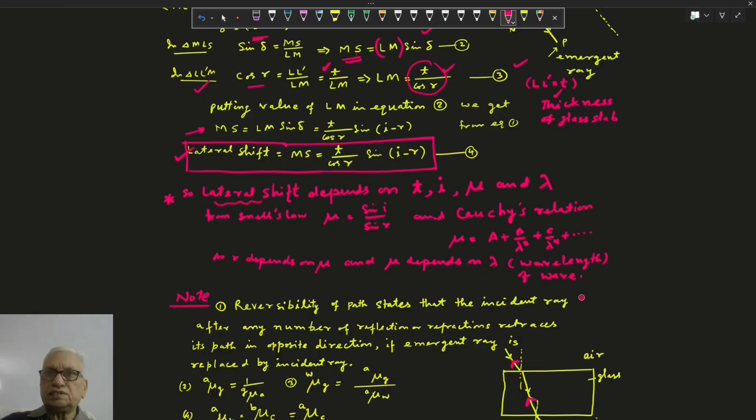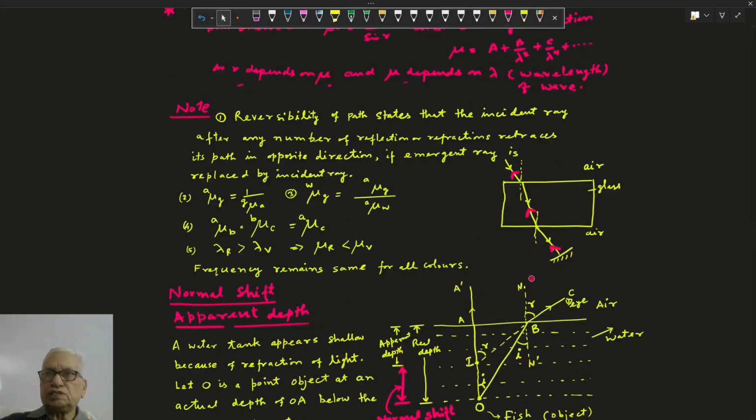Lateral shift or lateral displacement depends on the thickness of the glass slab, the angle of incidence, and indirectly on mu, the refractive index, which again depends on wavelength by the Cauchy formula. Here A, B, C are constants. So it depends on mu, and mu depends on lambda. So these are the factors on which lateral shift depends.